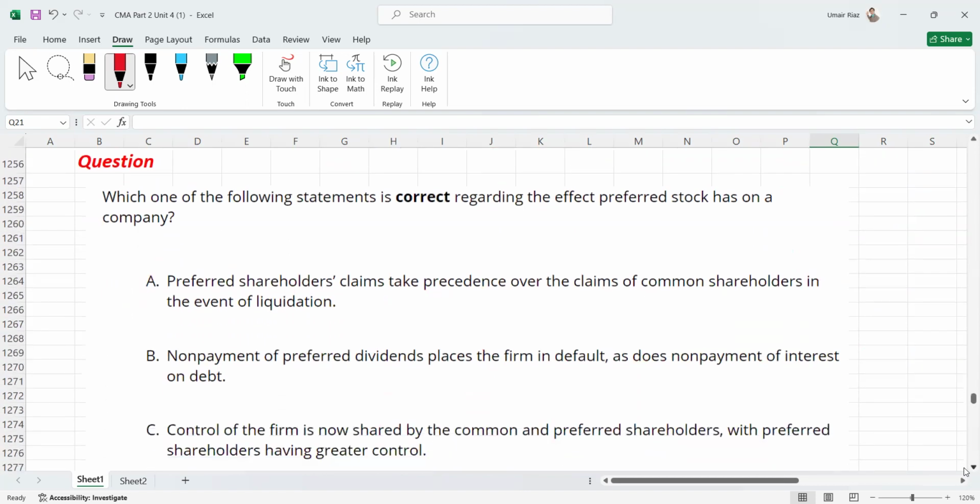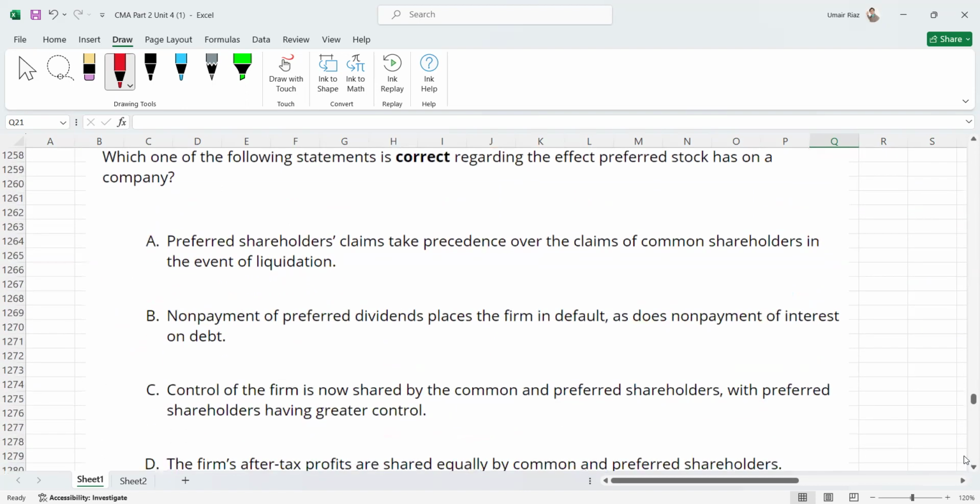We have another question on your screen. They are asking which one of the following statements is correct regarding the effect preferred stock has on a company. You have to tell which is the correct statement regarding preferred stocks. The first option is: a preferred shareholder's claims take precedence over the claims of common shareholders in the event of liquidation.